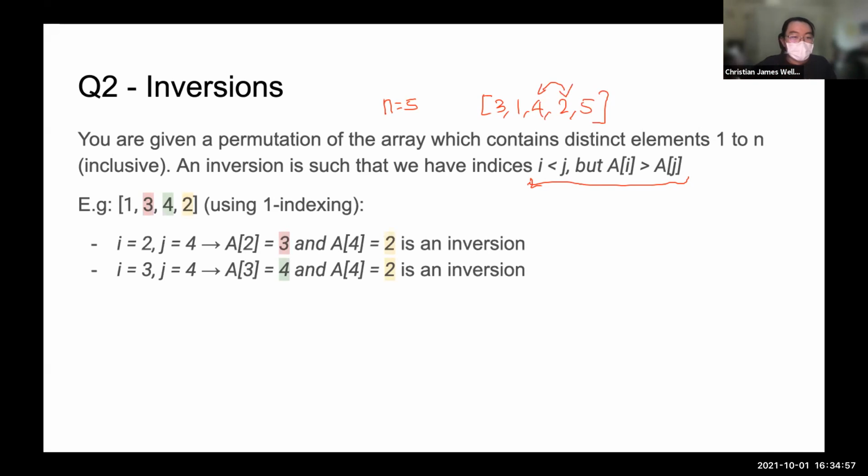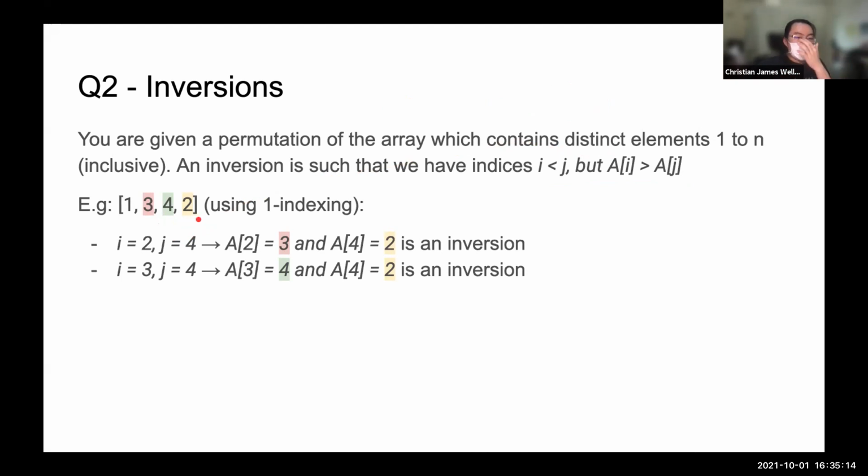I have examples here actually. Let's say we have the array 1, 3, 4, 2. Then 3 and 2 form an inversion because 3 appears first and 2 appears later, but 3 is larger than 2. 4 and 2 is an inversion because 4 is larger than 2, and so on.